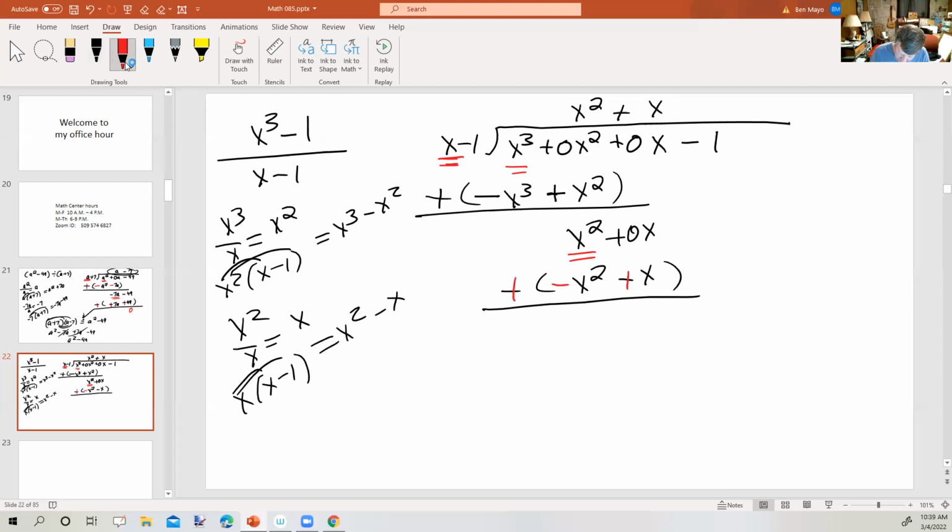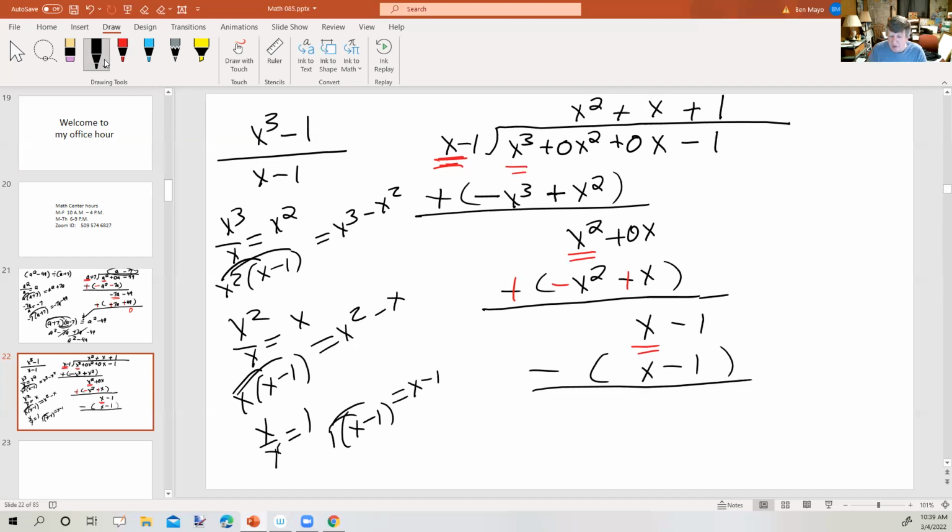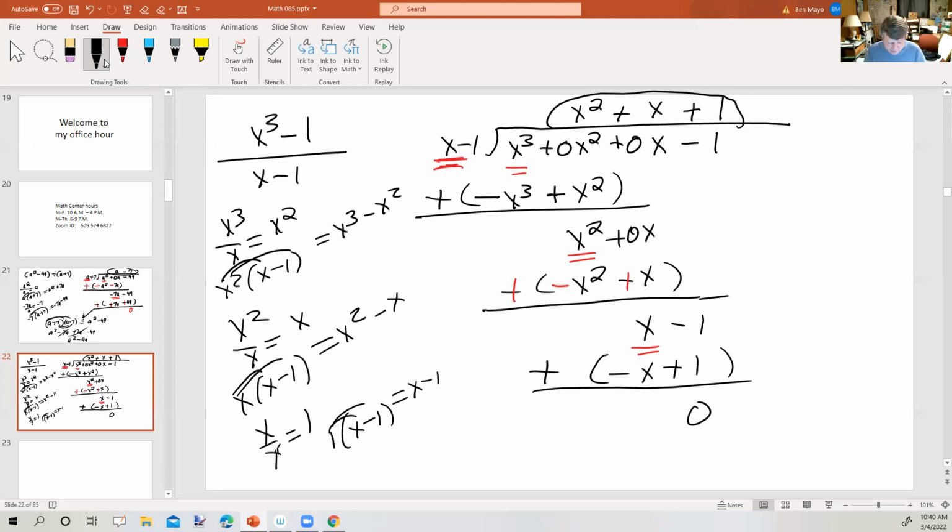Change it to addition of the opposite. X squared plus negative x squared is 0x squared. 0x plus x is x. Bring down the next term, the minus 1. And once again, start the process all over. Divide the leading term inside by the leading term outside. X divided by x is 1. So we get plus 1. Then we take the 1 times the divisor. Distributing, we get x minus 1. We're going to subtract that quantity from what's up above, changing subtraction into addition of the opposite. X plus negative x is 0, negative 1 plus positive 1 is 0. So here's our answer, and there is no remainder.